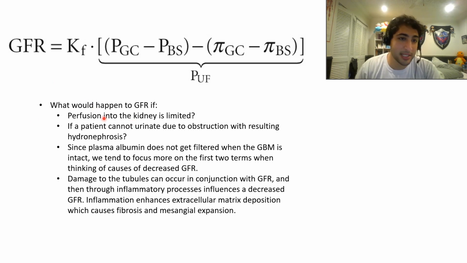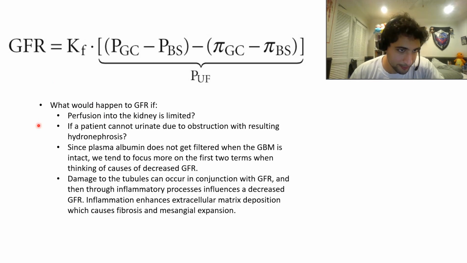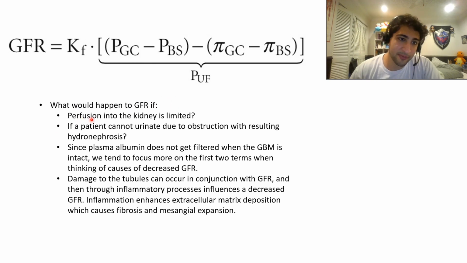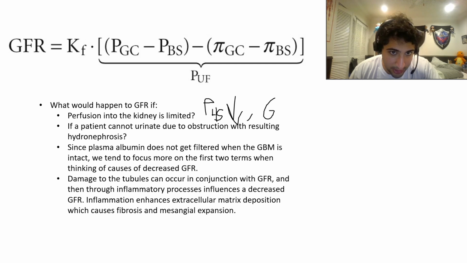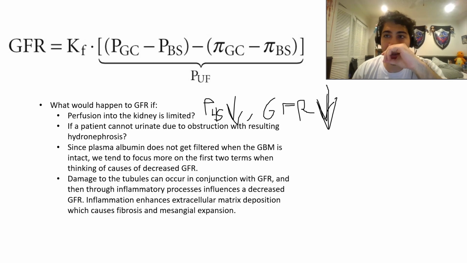So if perfusion into the kidney, so let's do a thought exercise. We'll go one by one. What would happen to the GFR if perfusion into the kidney is limited? I want you to pause, answer in your head, and then commit to an answer in your head, and then compare to what I'm going to say. So if perfusion into the kidney is limited, that means that this term is going to go down because the hydrostatic pressure term is going to go down. GFR is going to go down. And the main consequence of that GFR going down can be pre-renal injury. All right, and we'll talk about that.